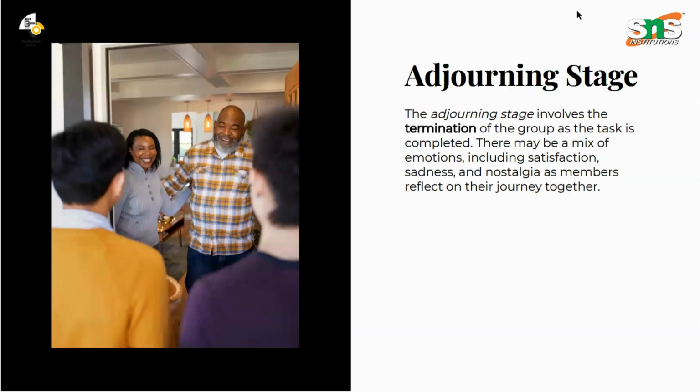Now we come to the adjourning stage. Everybody got motivated, everybody reached the performance peak because of the communication and collaboration they have. This stage involves the termination of the group as the task is completed. There may be a mix of emotions, including satisfaction, sadness, and nostalgia, as members reflect on their journey together. Everything is now completed, and the project comes to an end.